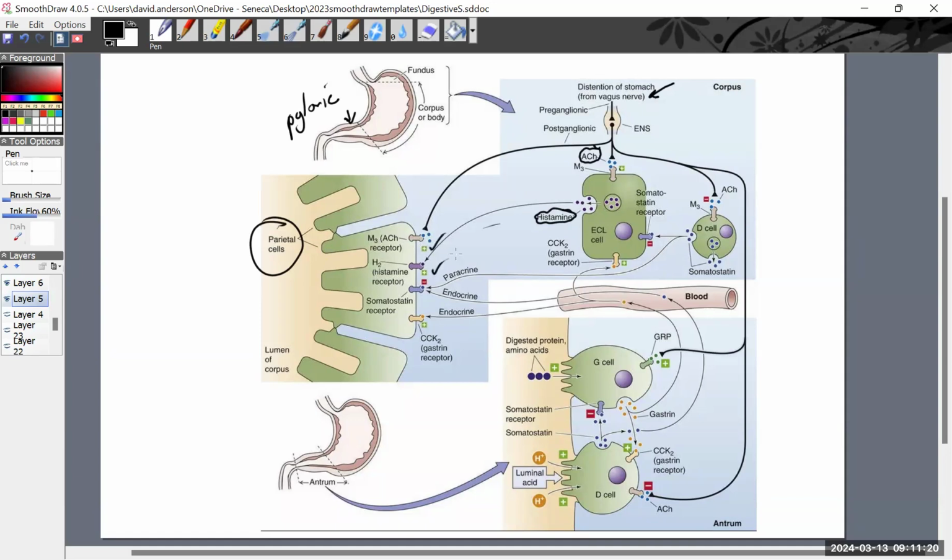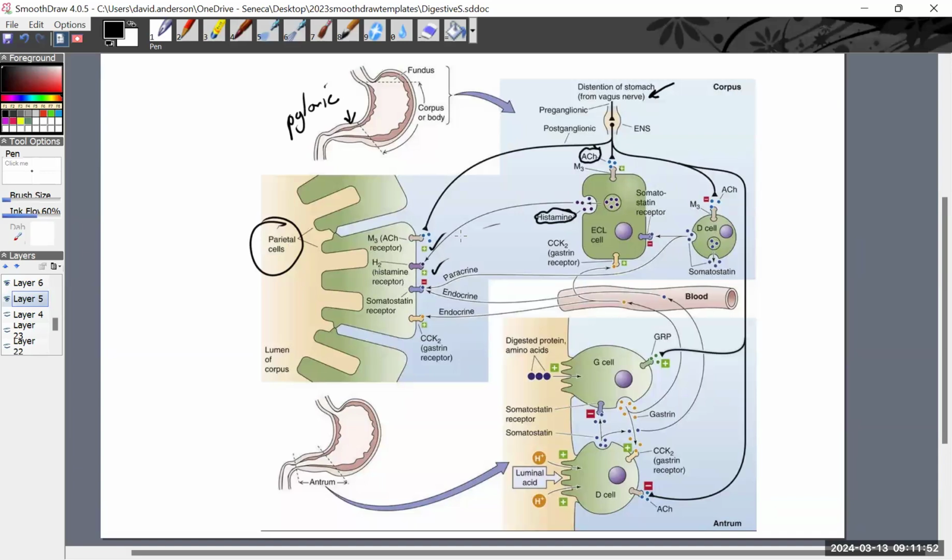See the check? Stimulatory. Here we've got a somatostatin receptor, and the somatostatin is coming from D cells at the antrum, or the one part of the stomach, and another part of the stomach. D cells are releasing somatostatin into the circulation, and somatostatin will have an inhibitory effect on the ECL, and it has an inhibitory effect on the parietal cell.